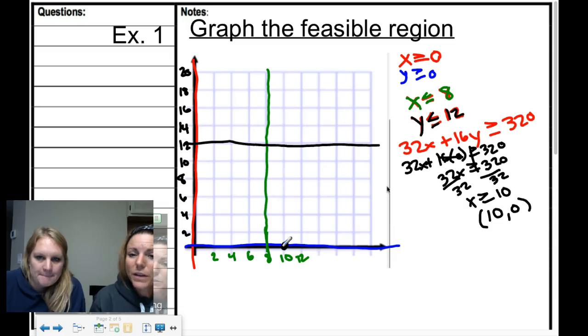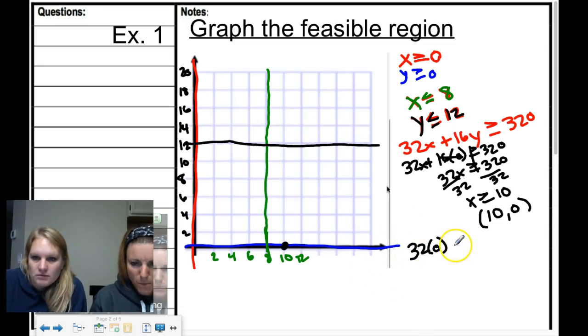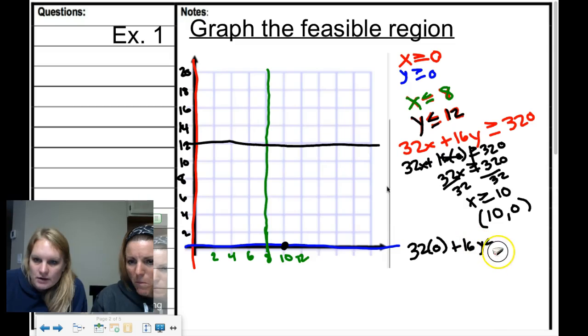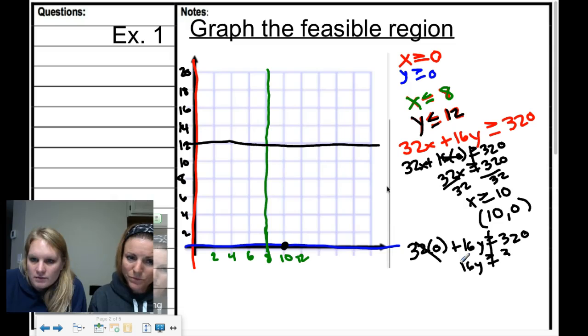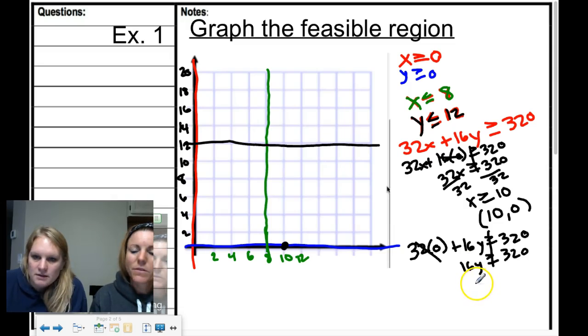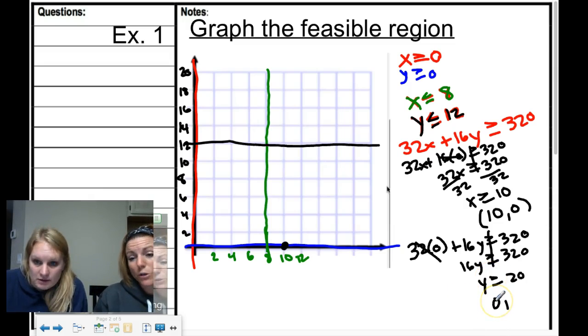Right there. Now let's find the y-intercept. So 32 times 0 plus 16y is greater than or equal to 320. And so that cancels there. We're left with 16y greater than or equal to 320. And this is why Miss Young said we're going to need 20, because when we divide, we get 20. And so the y-intercept is going to be 0, 20.